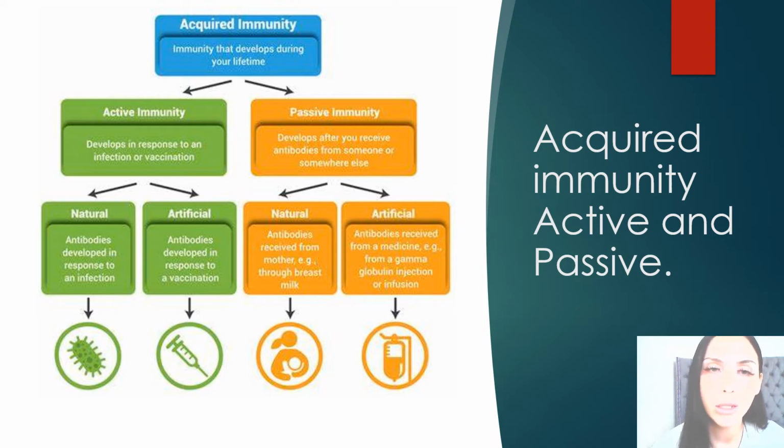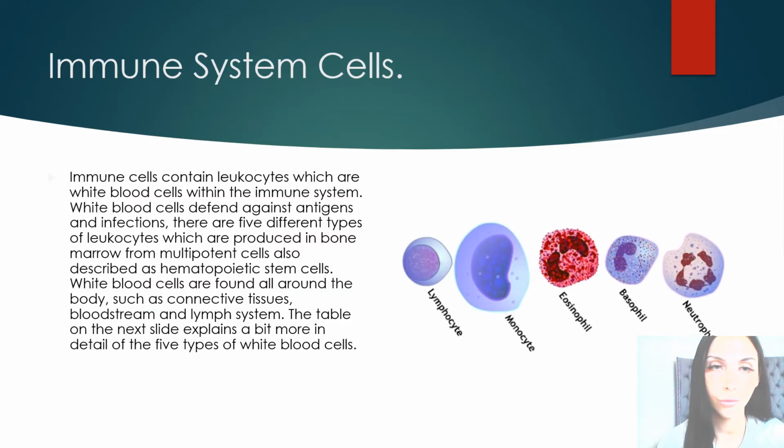Moving over to the right in the orange box, we have passive immunity, which develops after you receive antibodies from someone or somewhere else. The natural side of passive immunity is antibodies received from mother, for example through breast milk or through the placenta. And we have the artificial side, where antibodies are received from medicine, for example through a gamma globulin injection or infusion.